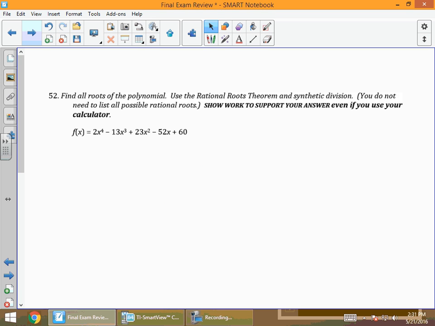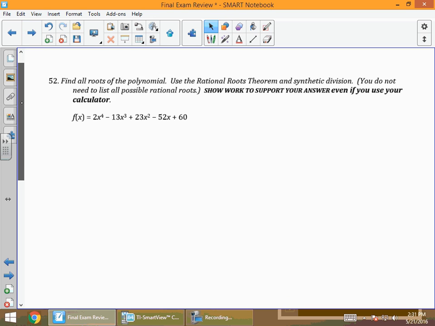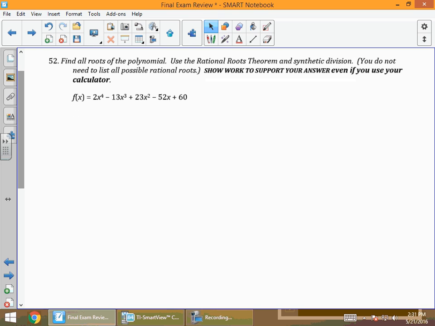And now our final question. Number 52, find all the roots of the polynomial. Use the rational root theorem and synthetic division. So the rational root theorem wants us to do things that could multiply to give me a p. So for p, these are all positives and negatives, the whole list.